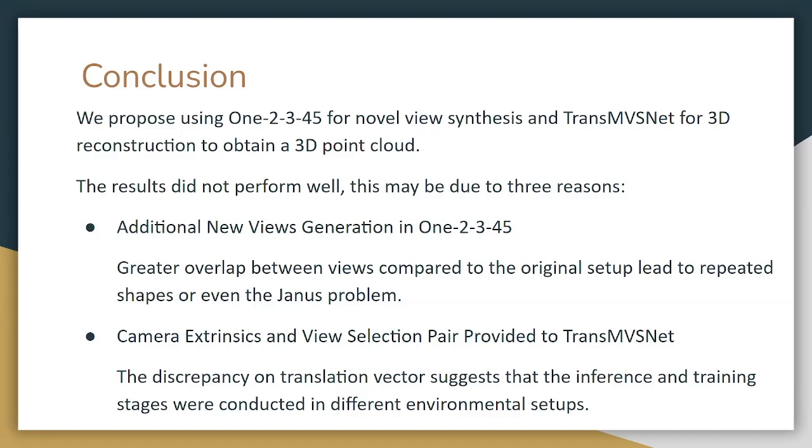In our future work, we plan to enhance the quality of the generated novel views by adjusting the azimuth selection strategy. Additionally, we aim to modify the Zero123 model to generate images with camera extrinsics that more closely match those in the TransMVSNet training set. These adjustments should help us achieve better results.